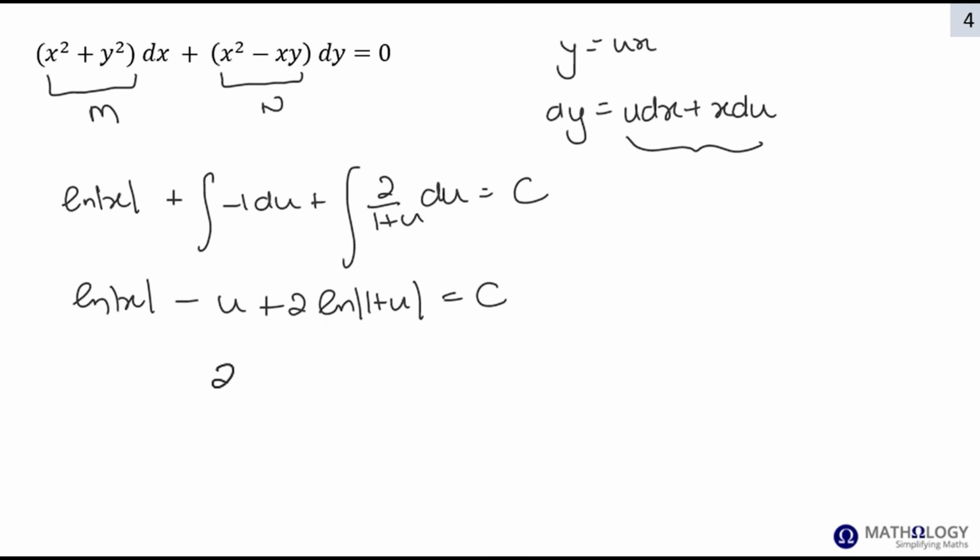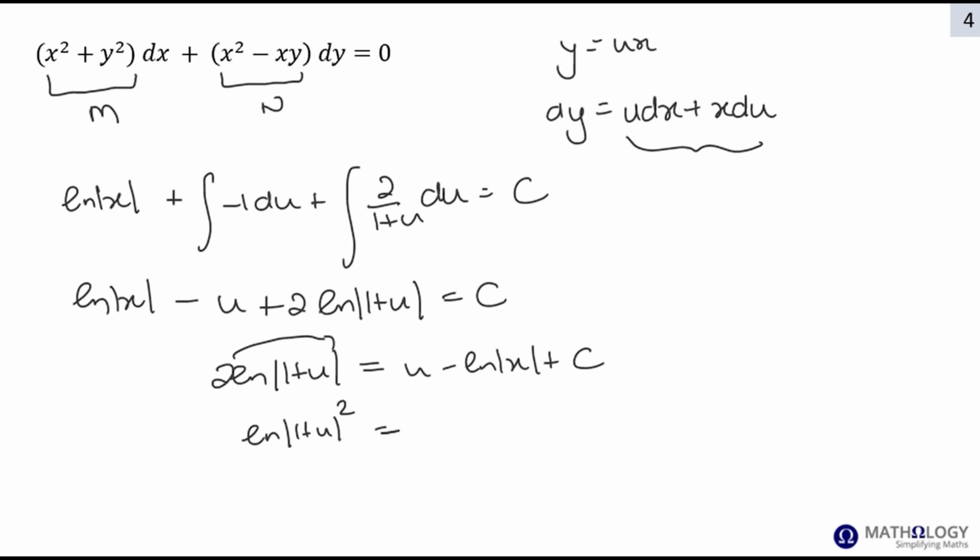So we'll now just clean this up and simplify in terms of u first before we go back and resubstitute. So we'll have u minus ln x plus c on the right. We'll bring those two up to the top here by log laws. So we'll have ln 1 plus u squared equals u minus ln x plus c. And now we can drop the natural log. So we'll have 1 plus u squared equals e to the u minus ln x plus c.